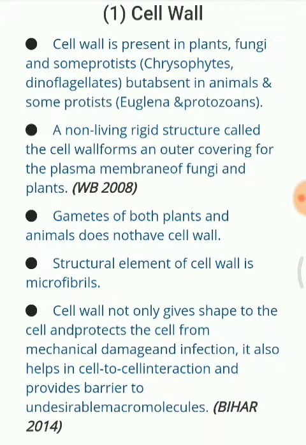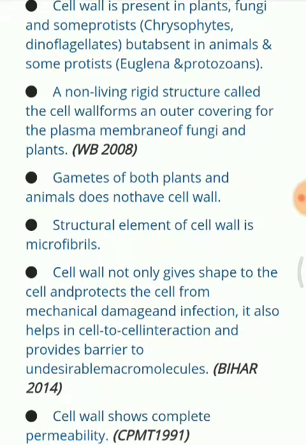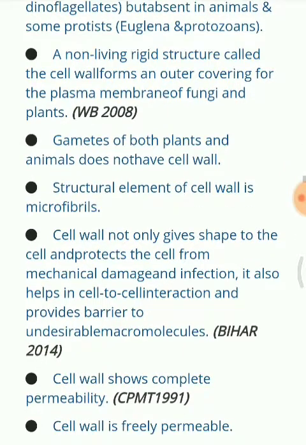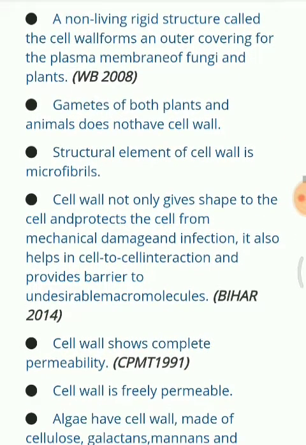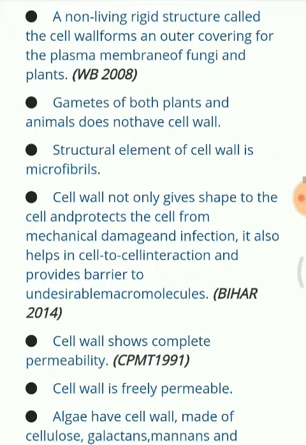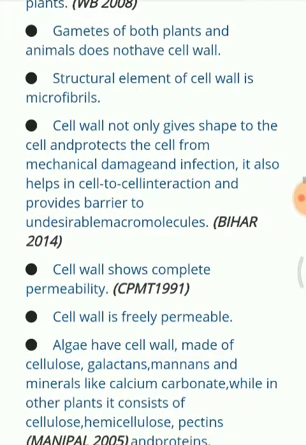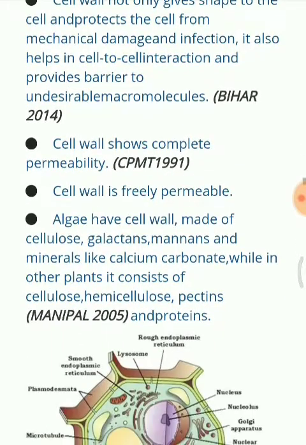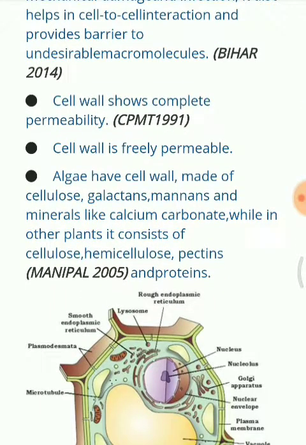A non-living rigid structure called the cell wall forms an outer covering of the plasma membrane of fungi and plants. Gametes of both plants and animals do not have a cell wall. The structural elements of the cell wall are microfibrils. The cell wall not only gives shape to the cell and protects it from mechanical damage and infections, it also helps in cell-to-cell interaction and provides a barrier to undesirable macromolecules. Cell wall is freely permeable.